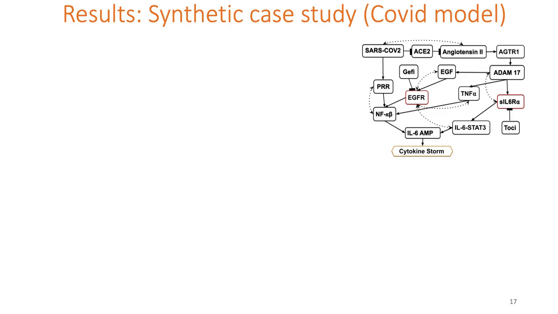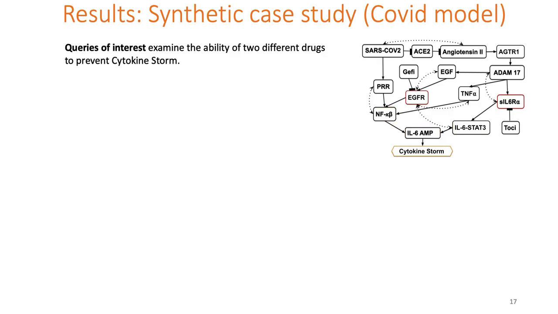This system models activation of cytokine release syndrome, known to cause tissue damage in severely ill SARS-CoV-2 patients. The simultaneous activation of NF-kappa B and IL-6 STAT3 activates IL-6 AMP, which in turn activates cytokine storm. The network was extracted from COVID-19 open research dataset. The queries of interest examine the ability of 2 different drugs to prevent cytokine storm.